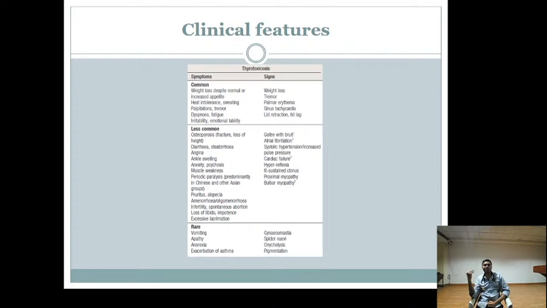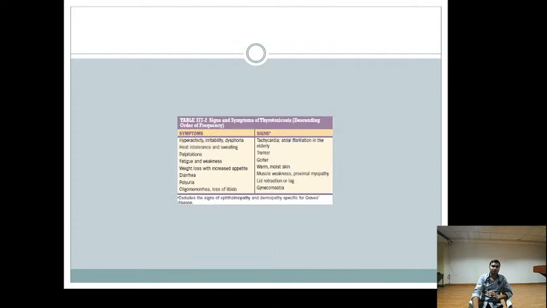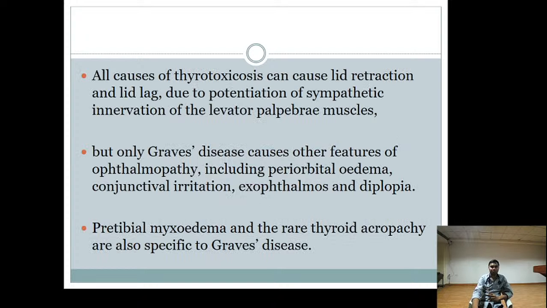What are the signs of thyrotoxicosis? We can see palmar erythema, sinus tachycardia, goiter with bruit or atrial fibrillation, or hyperreflexia. There can be ill-sustained clonus, or there can be gynecomastia or spider nevi. This slide also shows the signs and symptoms of thyrotoxicosis.